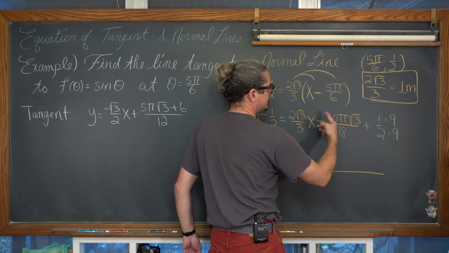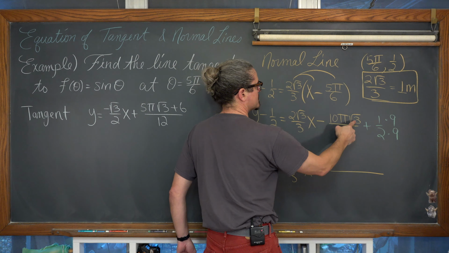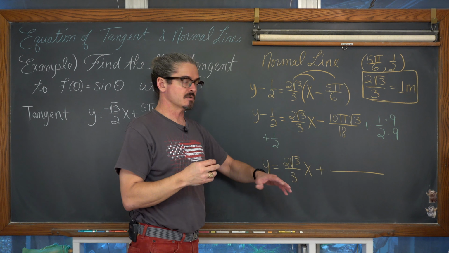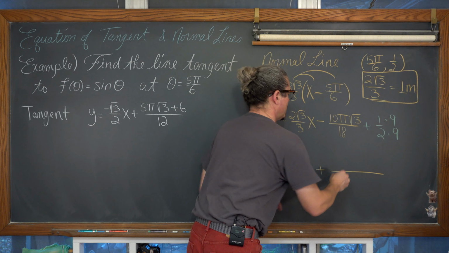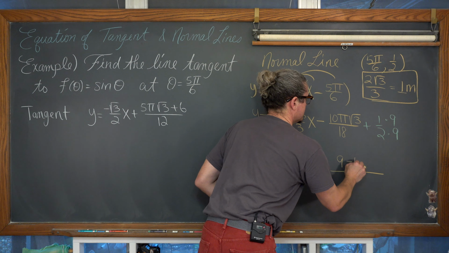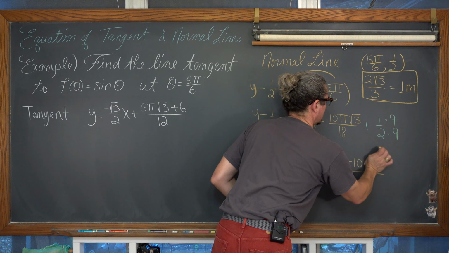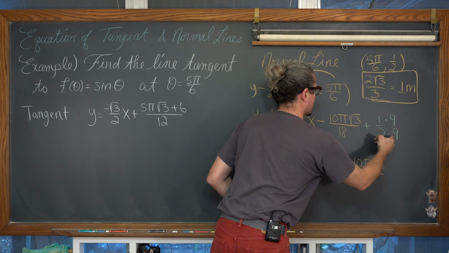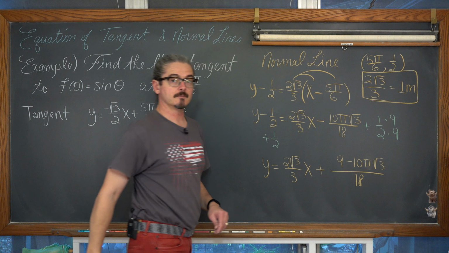We have a negative 10 pi square root of 3 and a positive 9. And I want to write this as an addition. So I'm going to write that 9, which is positive, and then minus 10 pi square root of 3 over a common denominator of 18.